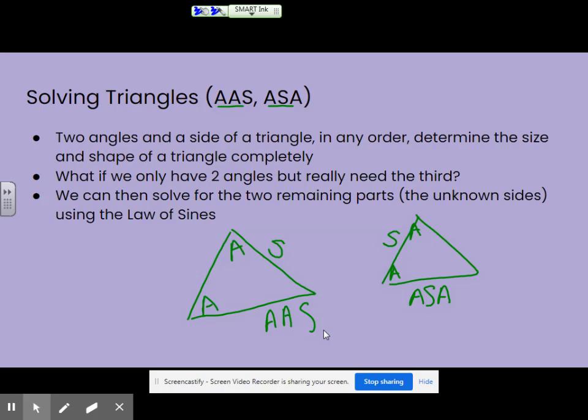We'll look at that. Just a reminder, if I'm given two angles and I really, really need the third, remember that the sum of the angles inside of our triangle add up to 180 degrees. So if I know this angle, and I want to figure out what this missing angle is, I can take these two and subtract them from 180. From there, we are able to solve for any of the remaining parts using our law of sines. And let's take a look at what that looks like.